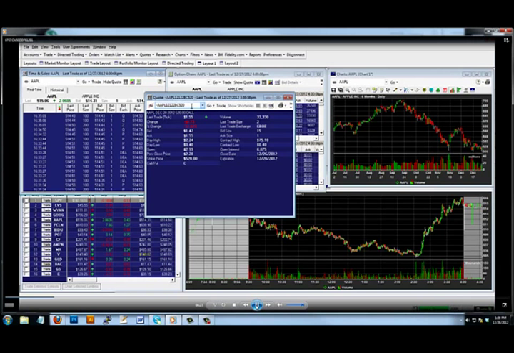All these calls above 520, they're going to expire worthless. Okay, now let's talk about that for a quick second too. What does expire worthless mean?